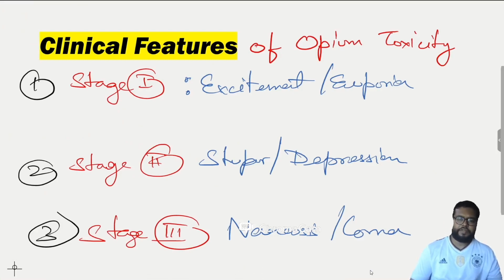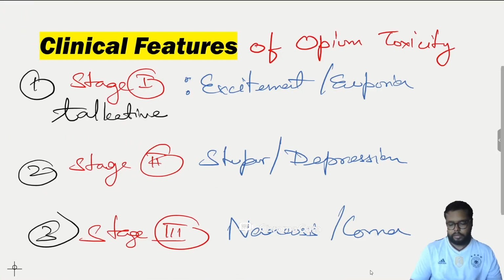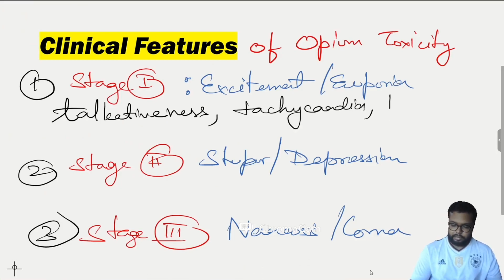So in the stage of excitement, initially there will be a sense of well-being and euphoria. Along with this, you will find the patient to be talkative. There will be talkativeness. Along with it, signs of tachycardia and palpitations will be present. Also, there may be hallucinations.